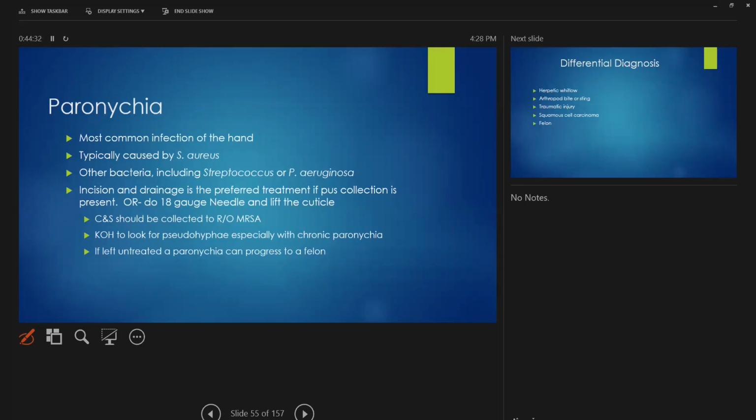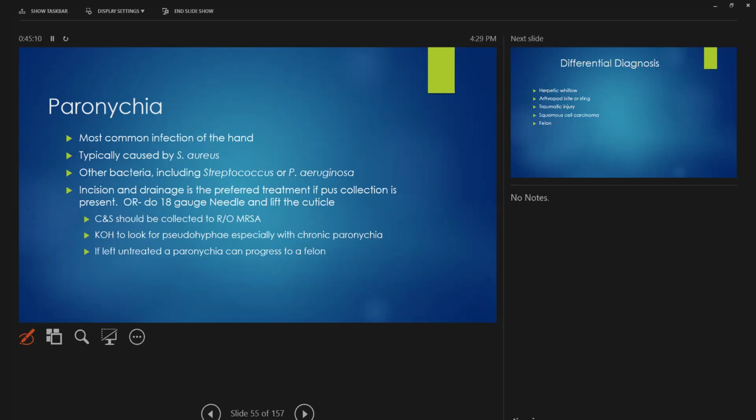Paronychia. So paronychia is an infection of the tip of the nail and the surrounding nail fold. So I'll show you some pictures there. Usually it's strep or staph, can also be Pseudomonas. I have never seen a Pseudomonal infection because most of them respond to your typical kind of skin antibiotic like Keflex.